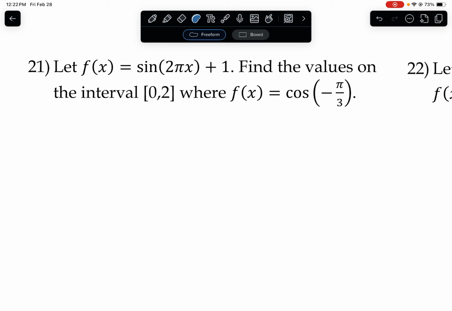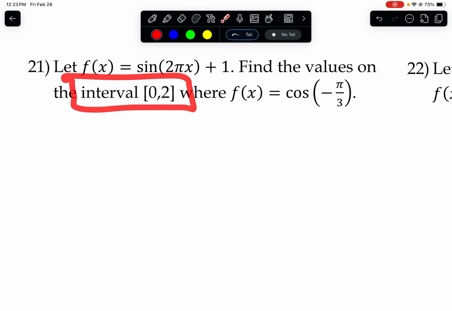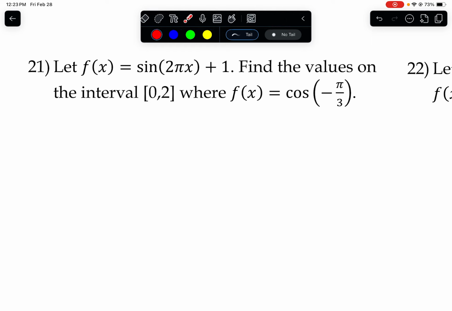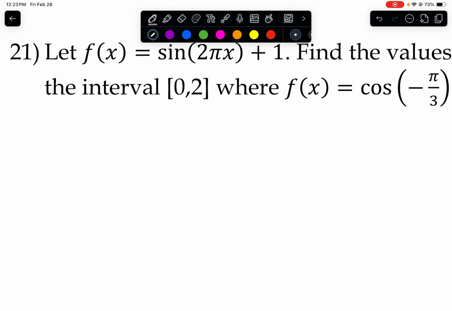So you want to let f of x equal sine of 2 pi x plus 1, and you want to find the values on the interval from 0 to 2, where f of x is equal to cosine of negative pi over 3. Now, the reason I say this problem is deceivingly difficult is because we're given an interval, and we want to find all the values on this interval. Not just 1 or 2 or 3 or 4 or whatever. We want to find all possible values on that given interval. So there could be a bunch, potentially. So we're going to set it up just as per usual.